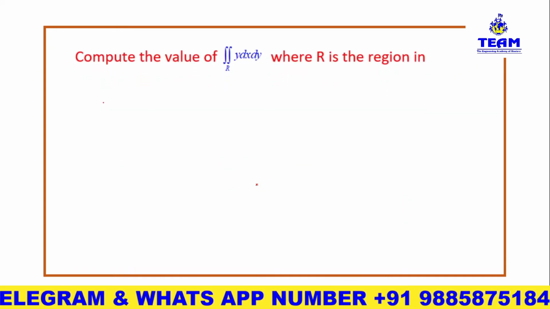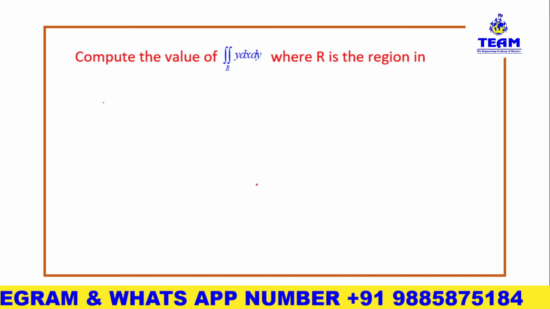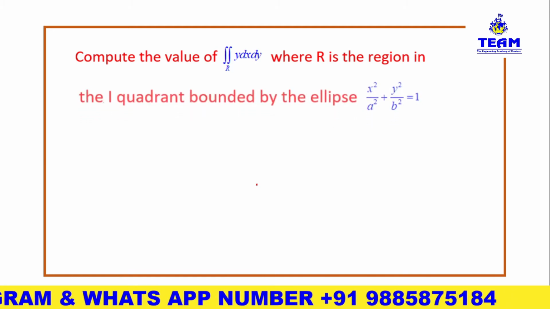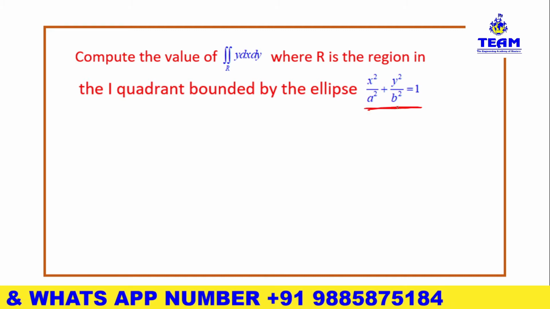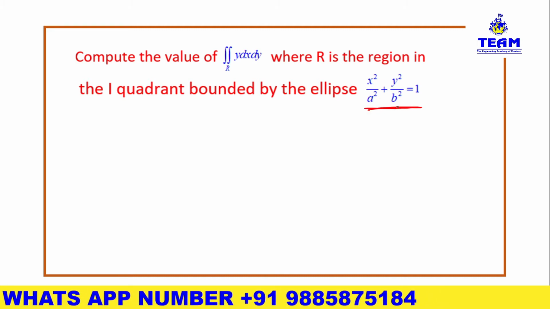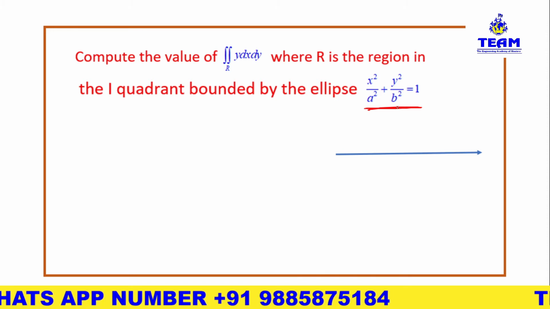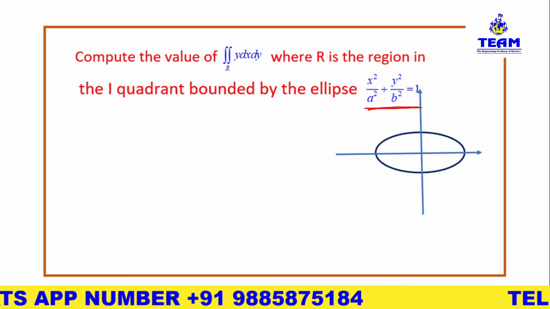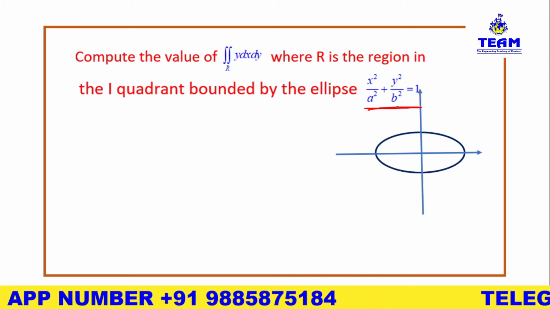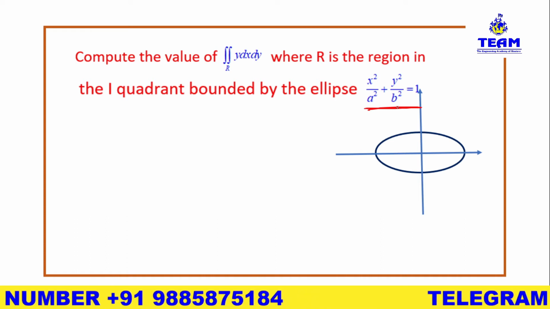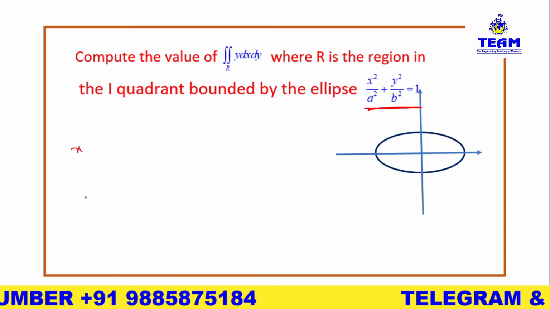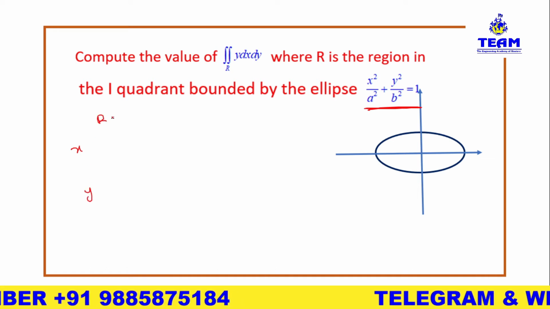Compute the double integral over R of y dx dy, where R is the region in the first quadrant bounded by the ellipse. Circle completed, now the ellipse. Here you observe, this is the x-axis, this is the y-axis. Now the total ellipse is this one. This total ellipse is occupied in the four quadrants. Okay friends, now you need to find the limits. Now I am taking x limits as independent and y limits as dependent.